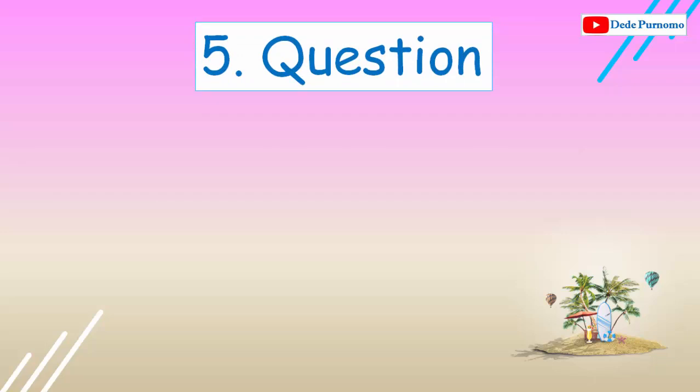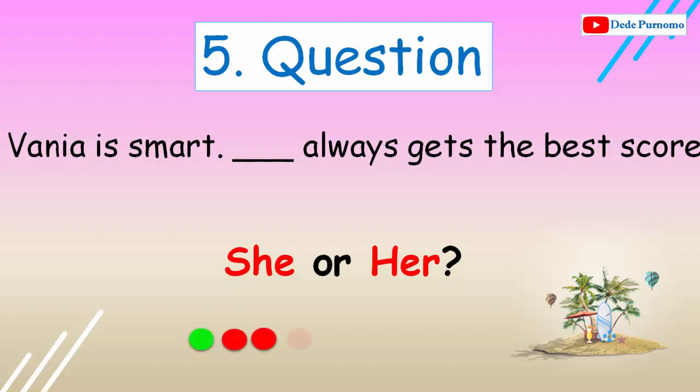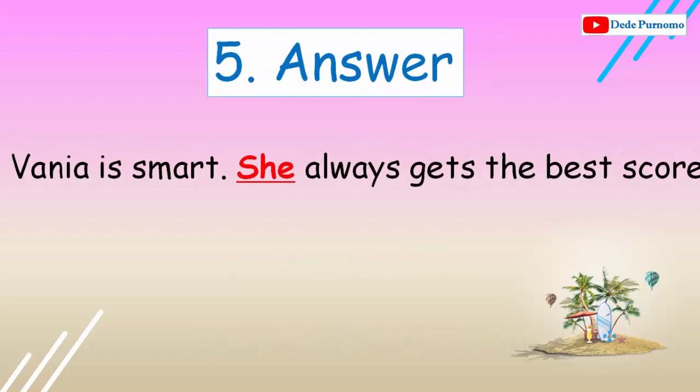Number 5. Question. She or her? Answer. Fania is smart. She always gets the best score. She.